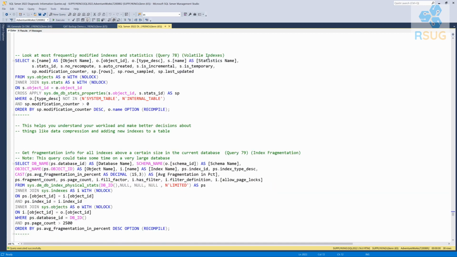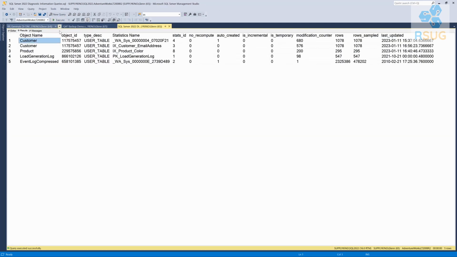The next one shows you which indexes are the most volatile. And this helps you decide about indexing and data compression. If you've got a fairly small table that's really, really volatile, with lots and lots of updates, inserts, and deletes, you might not want to use compression on it, for example, and you might want to not have as many indexes on it. So this gives you an idea of what's going on. Here's the modification counter that it's using to calculate that.